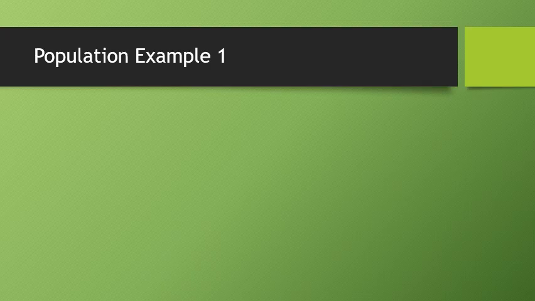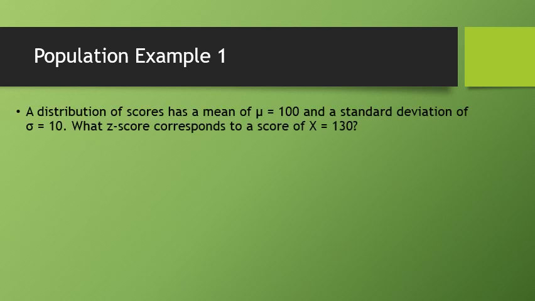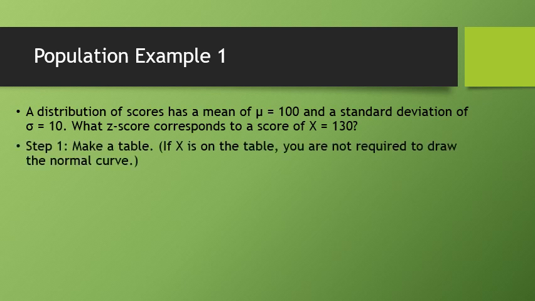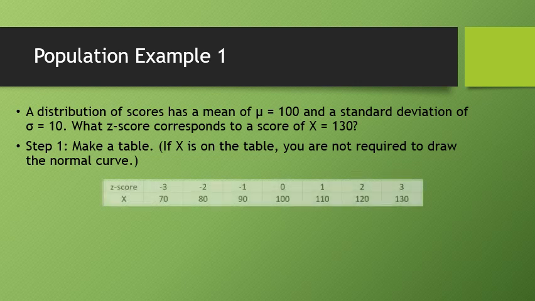So here's an example using a population. A distribution of scores has a mean of 100 and a standard deviation of 10. What z-score corresponds to a score of x equals 130? Step 1, make a table. And then if your x value is on the table, I'm not going to require you to draw the normal curve. If it's not, I'd like you to draw the normal curve every time.